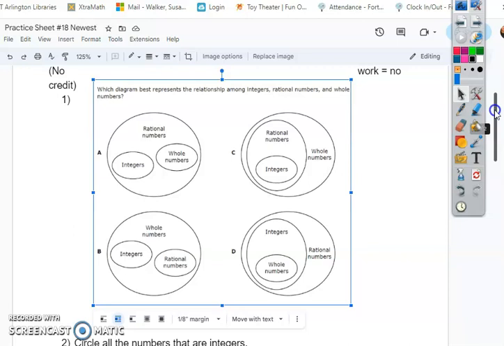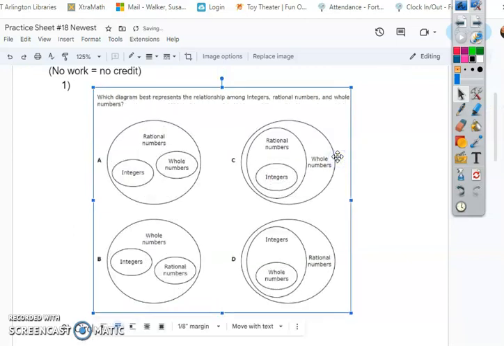Now, if you cannot figure out which one it is from what's left, then you need to go look at the Venn diagram on the back board. Okay.